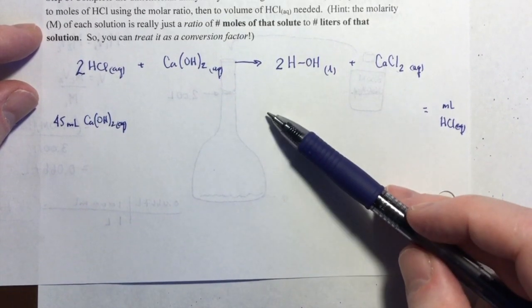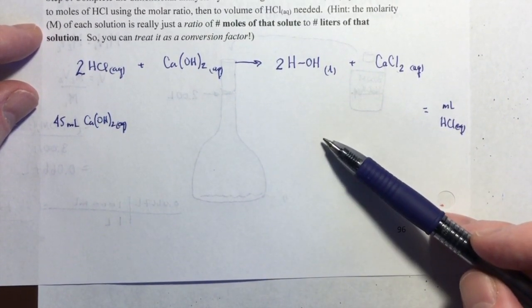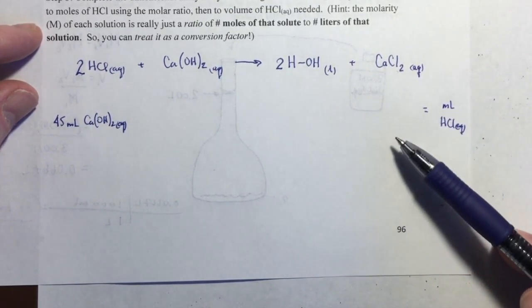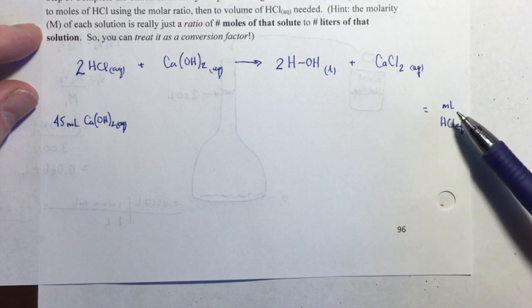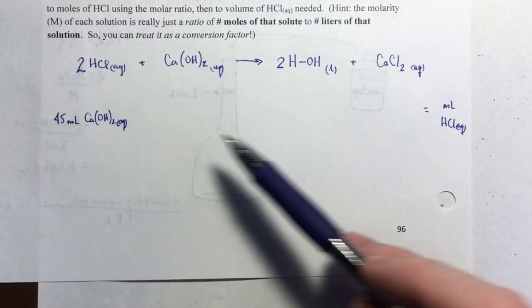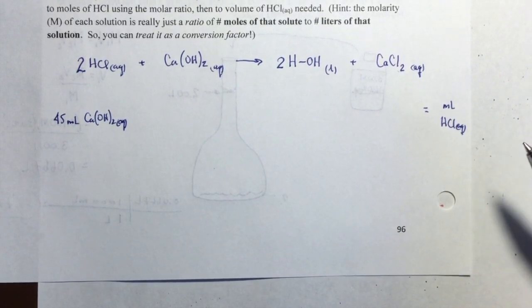Then a mole-to-mole conversion to get to moles of acid. Then the molarity of the acid to get from moles to liters of acid. And then finally from liters of acid to milliliters of acid. So go ahead and pause the video and see if you can do all that, set that up, and see how that works for you.